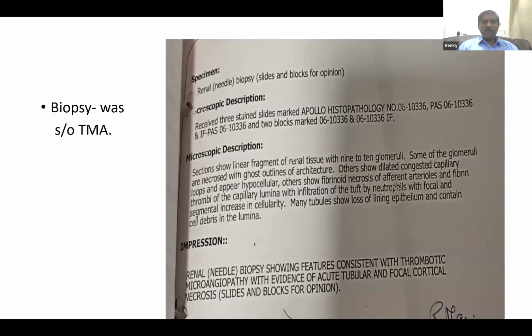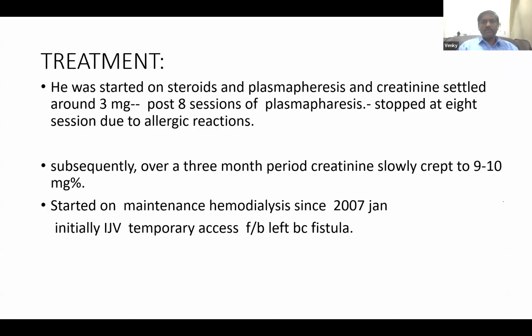And this was the renal biopsy report that was available to the patient, and it showed features consistent with the TMA with evidence of tubular and focal cortical necrosis. And based on this biopsy report, he was started on steroids at that time, and also he was considered for plasmapheresis. And he was given 8 sessions of plasmapheresis. At the 8th session, he developed some allergic reactions, so the plasma was stopped. And he remembers his creatinine to be around 3 milligram post 8 sessions of plasmapheresis.